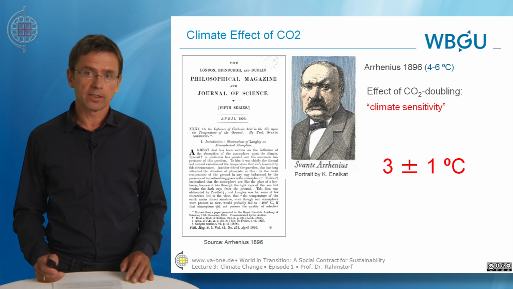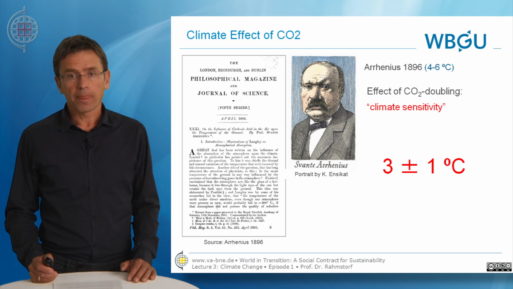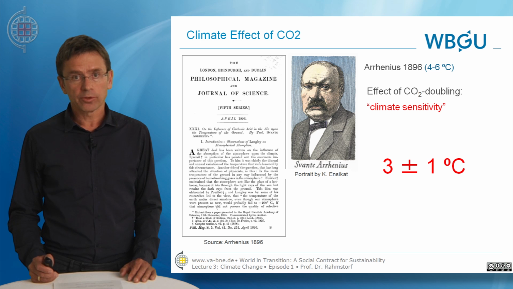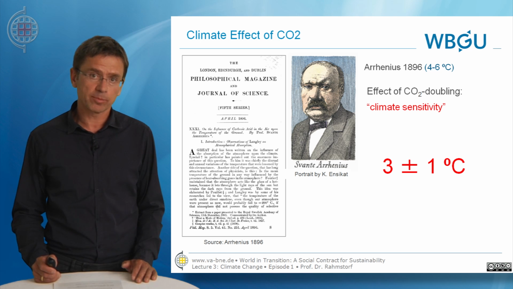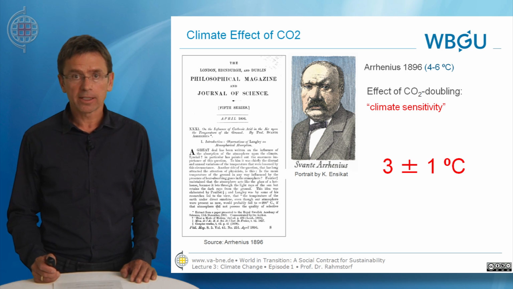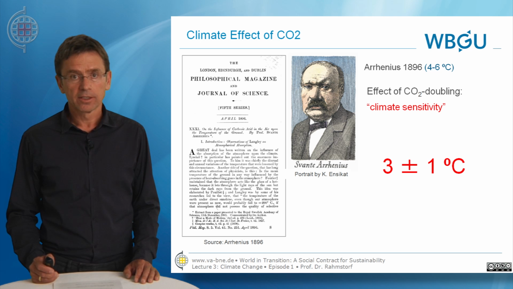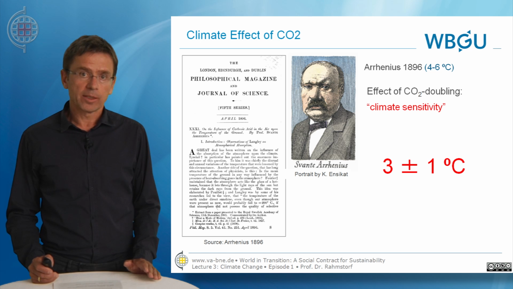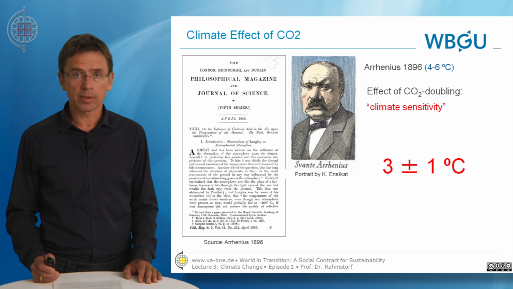Modern estimates are around 3 degrees centigrade for a CO2 doubling. Now, there is still some uncertainty attached to this due to a limited understanding of certain feedbacks, especially the feedback of clouds in our atmosphere. And the remaining uncertainty that we have is about plus or minus 1 degree centigrade. So we are very confident that the climate sensitivity is somewhere between 2 and 4 degrees centigrade for a doubling of CO2.